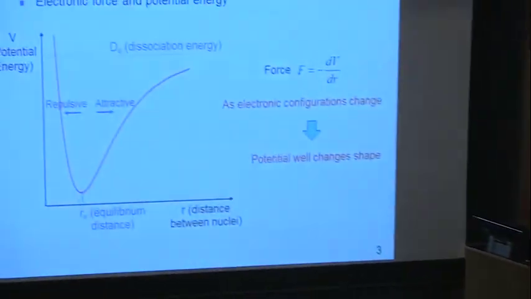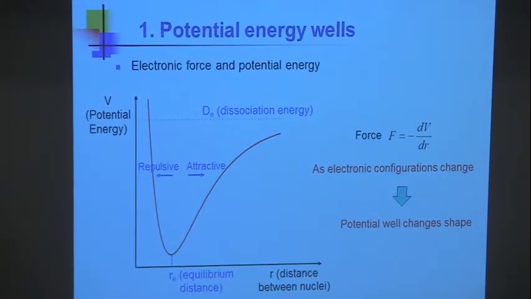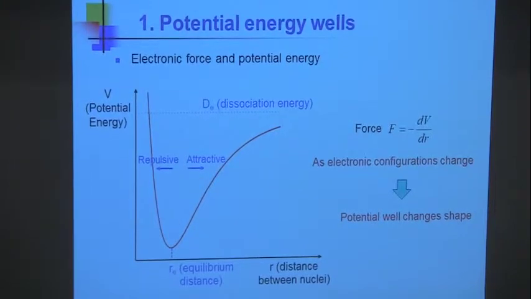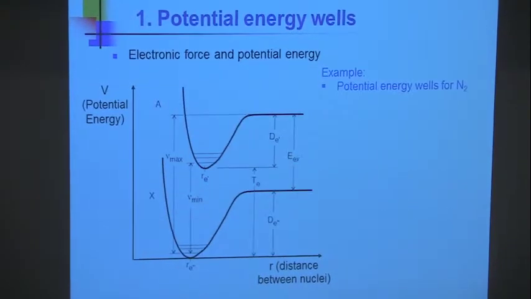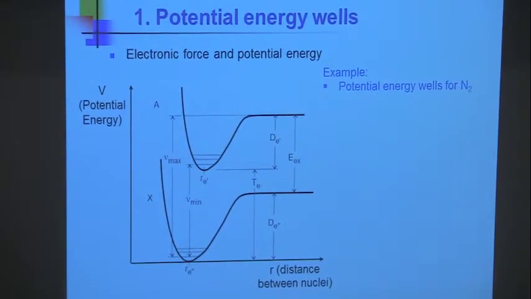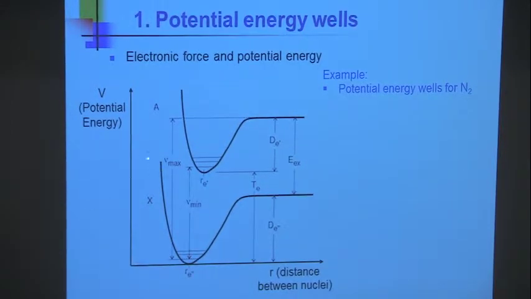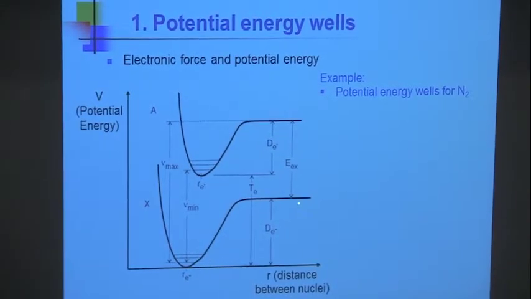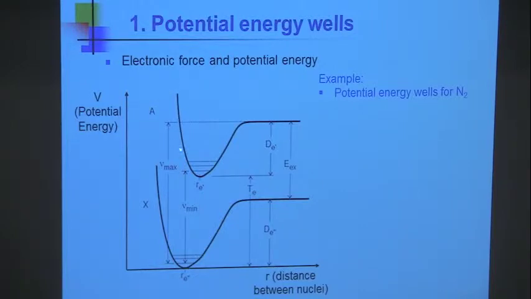You change the electronic configuration, you change the shape and the energy level of the diagram. Here's an example. So you might have the ground state X here. You might have the excited state A here. That would be the first excited state, electronic excited state, with the same spin.